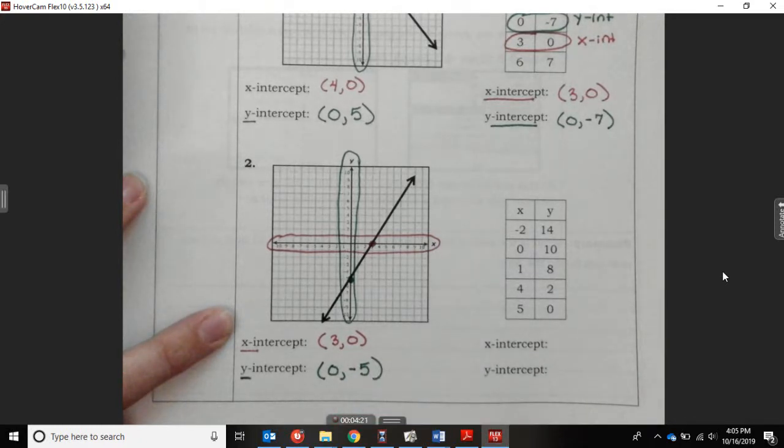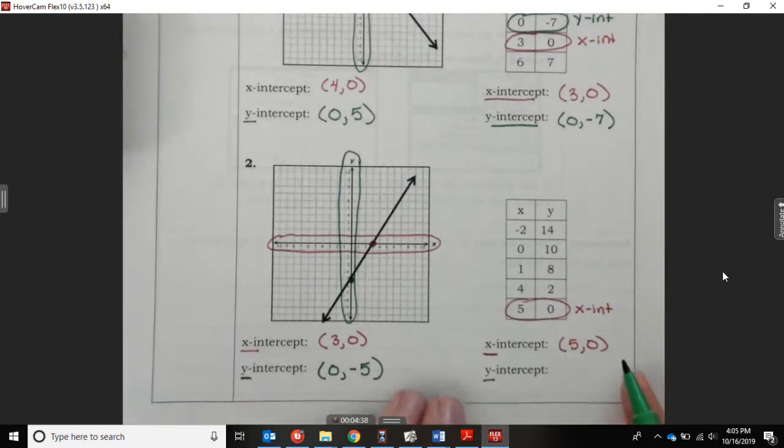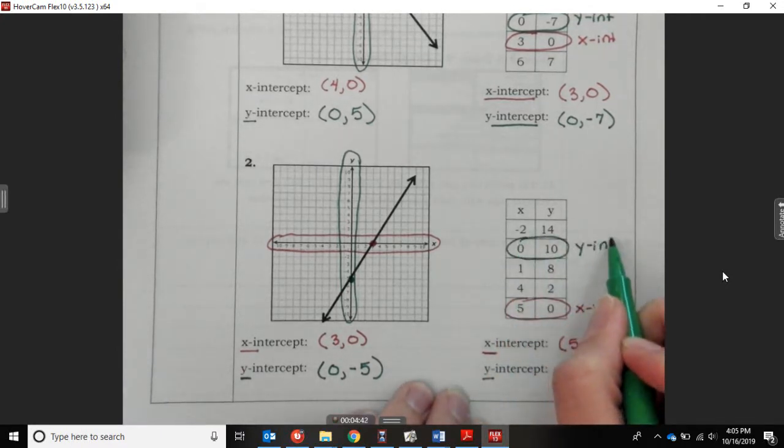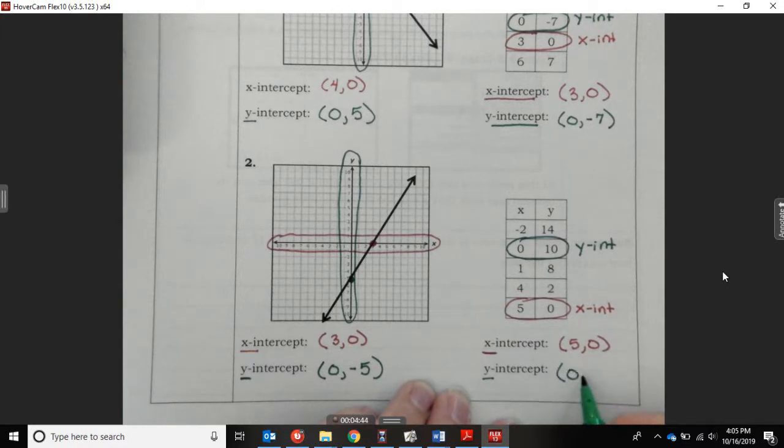And then on the table, we're going to do the same thing. The x-intercept has an x value. So here's my x-intercept. And my y-intercept has a y value. So here it is, y-intercept. 0, 10.